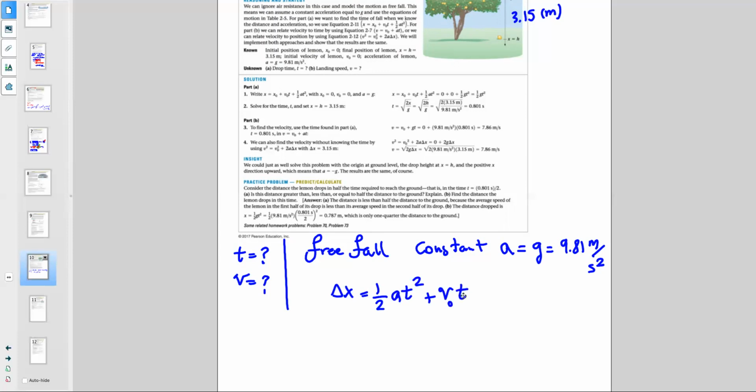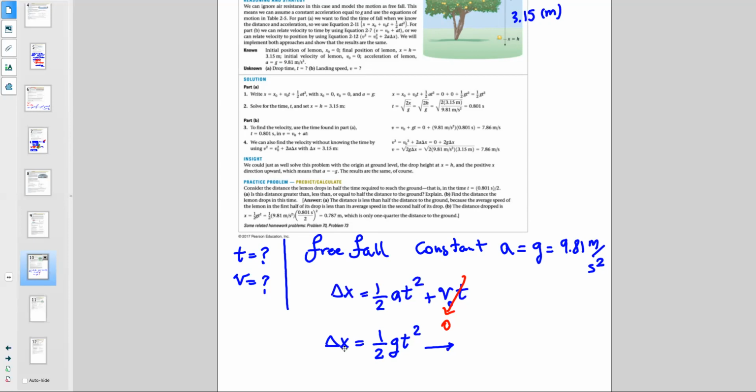Now, once the lemon is leaving the tree, it starts from zero velocity, right? It's at rest, hanging from the tree, and once it leaves the tree, it starts from a velocity of zero. So this term is just zero. A is G, so I have delta x equals half G t squared, right?